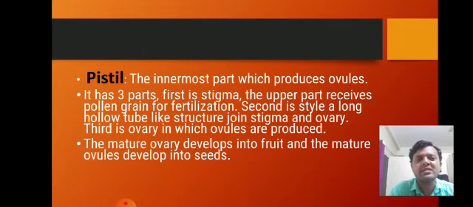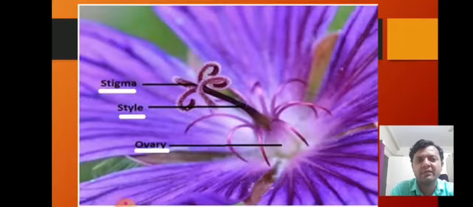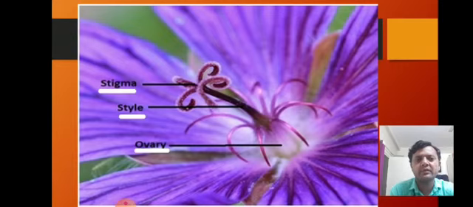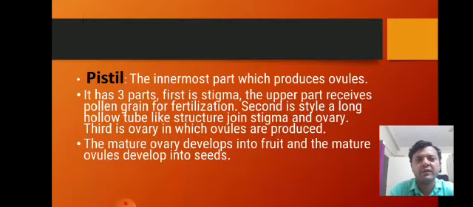First of all, let us see the structure of the pistil as well. Okay, here is the structure of a pistil. See, pistil is divided into three parts. First is stigma, then second is style, and the next is ovary. Okay, look at it. Yeah, now we'll see once again.